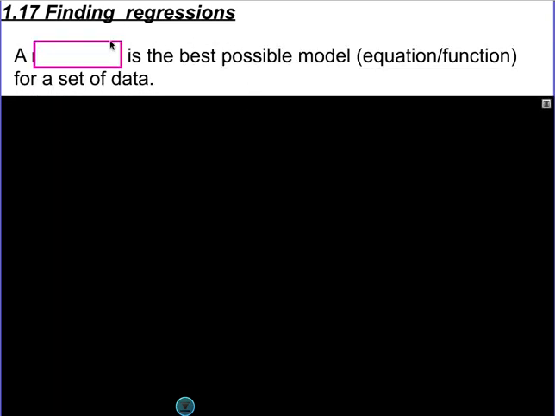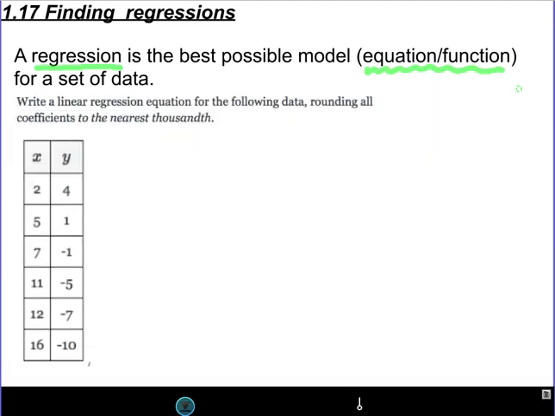So the first thing I want you guys to write down in your notes, give me a second, is that a regression is the best possible model, equation, or function for a set of data. So when you hear that word regression, that's what they're talking about. They're saying, give me a model. And when we say a model in mathematics, we're looking for either an equation or a function. And data might be abstract, or it might relate to a problem or a real world situation. You might want to see, is there any type of pattern here that's worth looking at? And can we use that then to make some predictions?